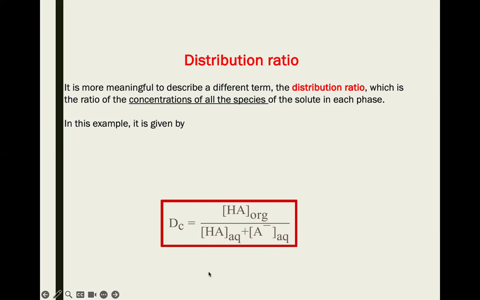So this is the formula for the distribution ratio. And if the DC is high, we know that we have successfully transferred the analyte of interest, in this case the weak acid, into the organic solvent.